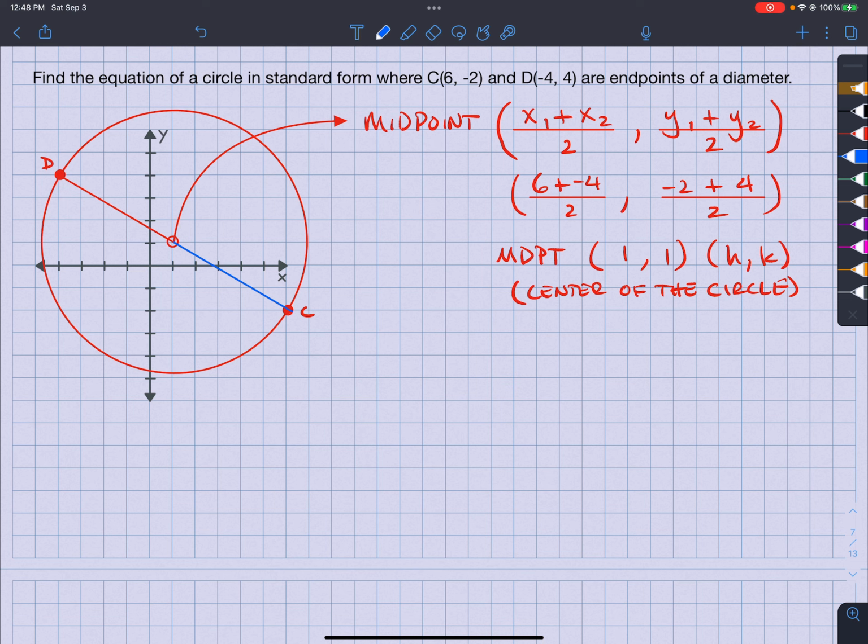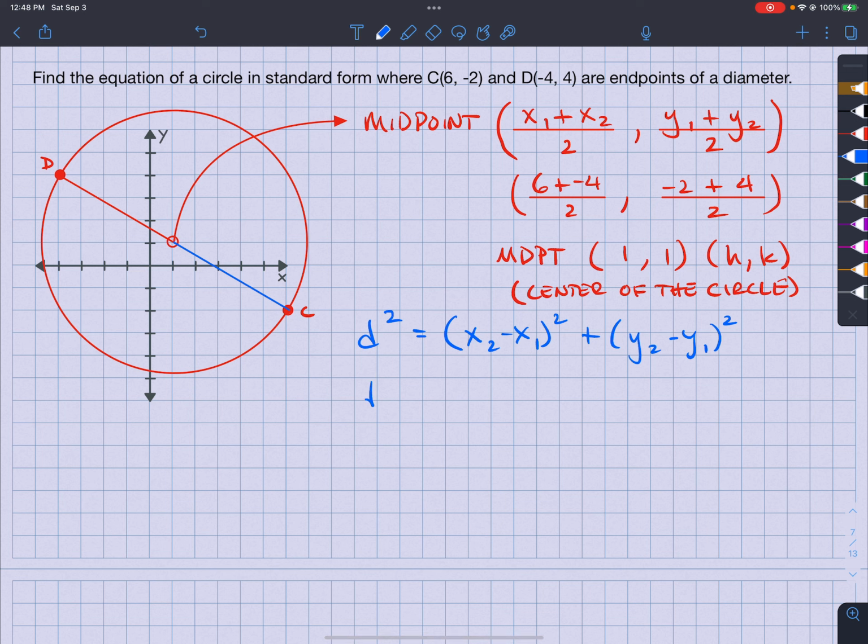So I chose to go with C. I happened to draw it to C. You guys can pick to go to D as well instead of C. That's certainly fine. It's not a big deal. Either way is perfectly fine, right? So I need to find the distance from the midpoint to C. So distance squared is equal to x2 minus x1 squared plus y2 minus y1 squared, right?